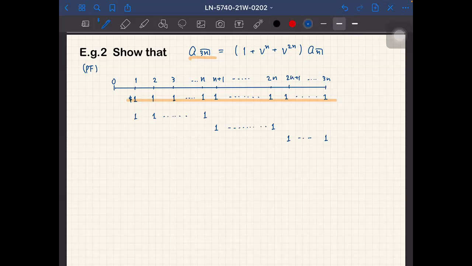So if we think about the present values as x, y, and z, then a angle 3n is the PV of x plus PV of y plus PV of z, and the PV of x is a angle n.